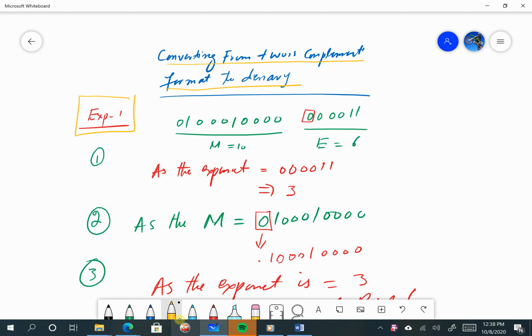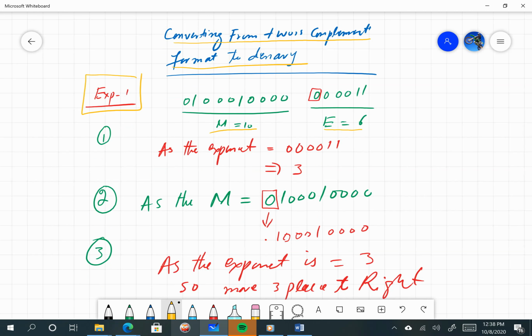Exponent is given here, that is 4 times zeros, double 1, and total bits for the exponent is 6, and for Mantissa it's 10. Now we are going to convert this question from 2's complement format to its equivalent decimal floating point.